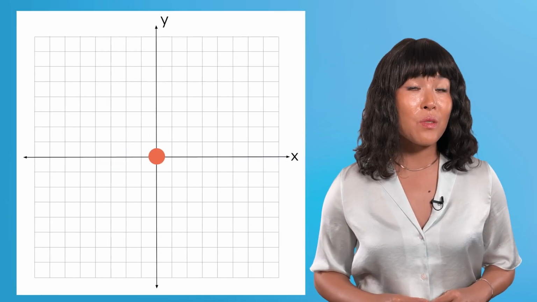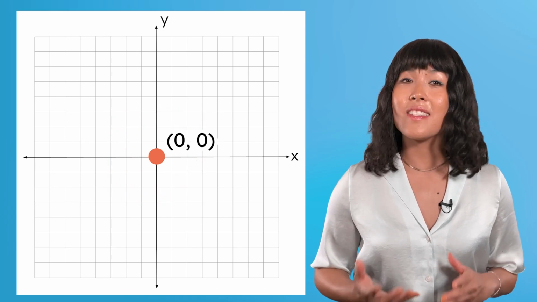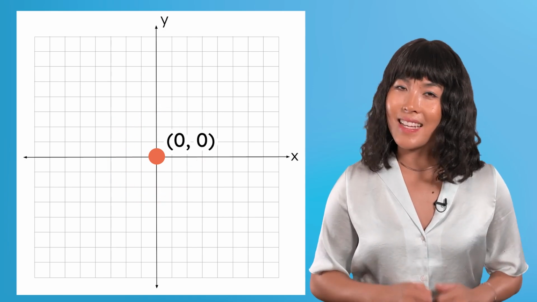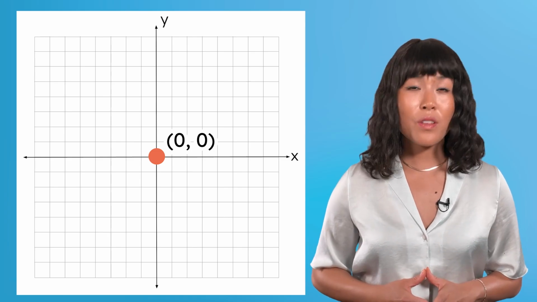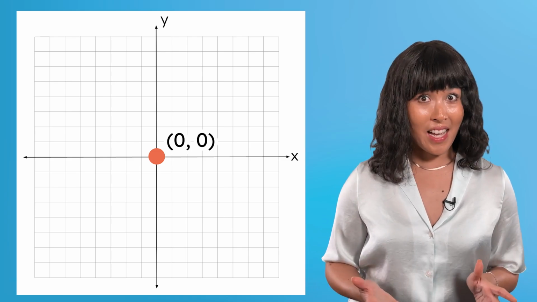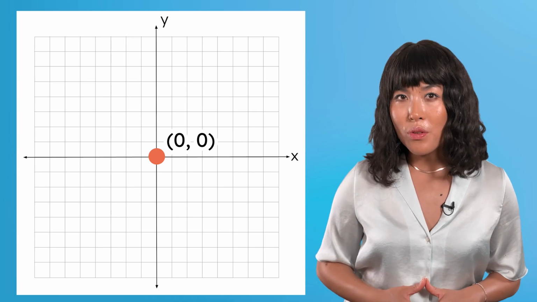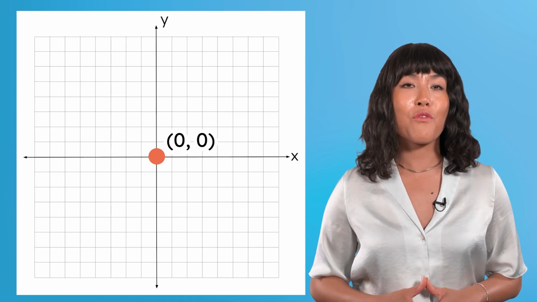When you dilate or scale a figure, you can use any point on the coordinate plane as the center, or the point that the figure grows away from or shrinks toward. In this course, we'll stick to using the origin, or (0, 0), as that center point, and we'll scale figures up or down from there.